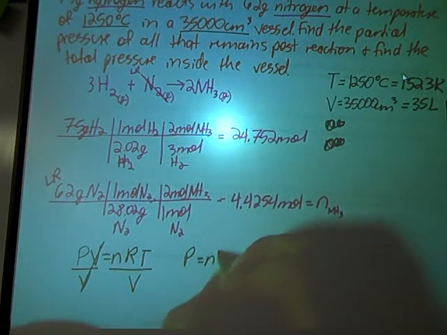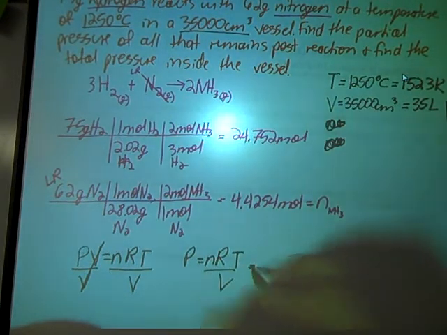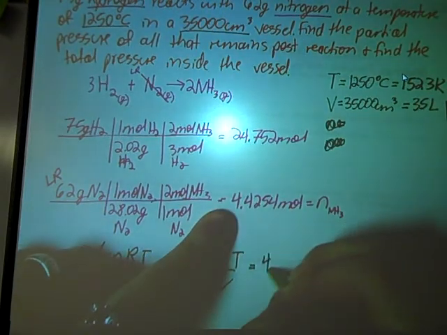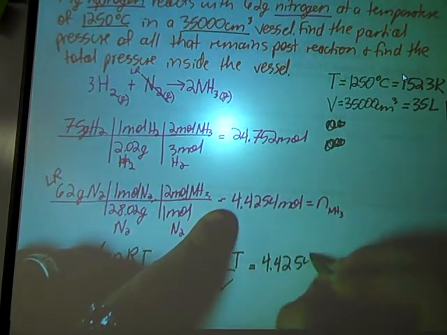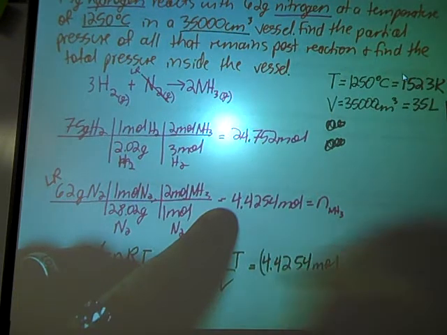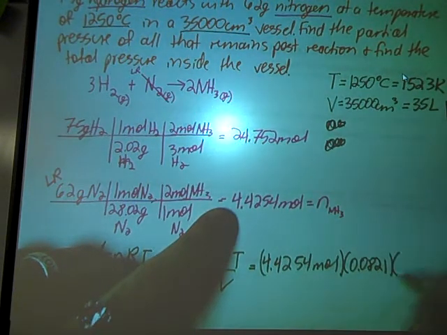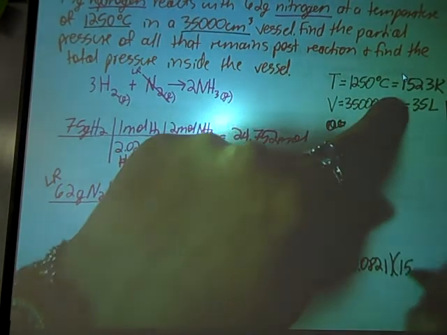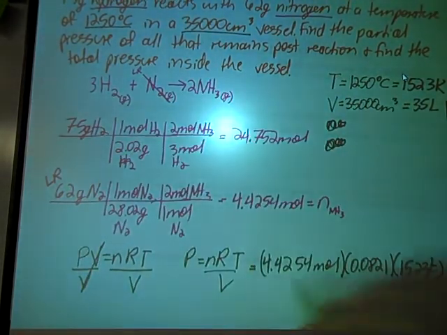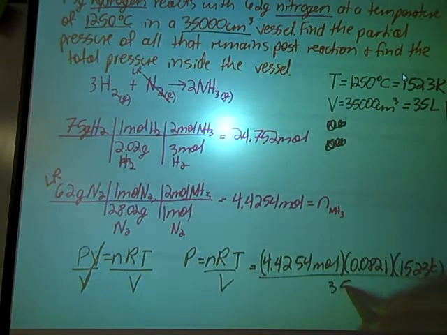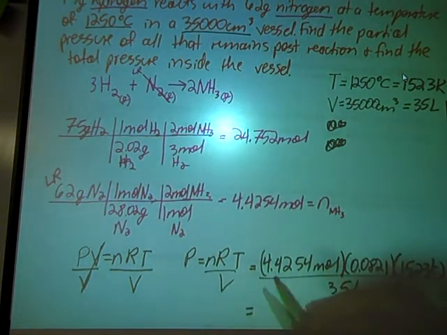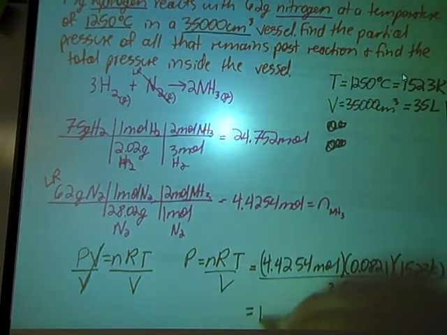So I'm going to plug in my n here, times that R constant, times my temperature, all divided by my volume. And let's see, I'm going to get a pressure.